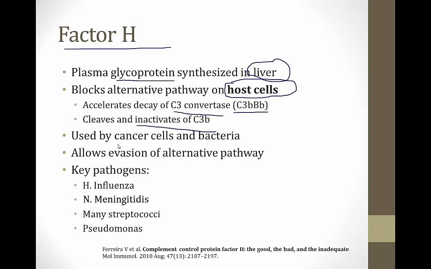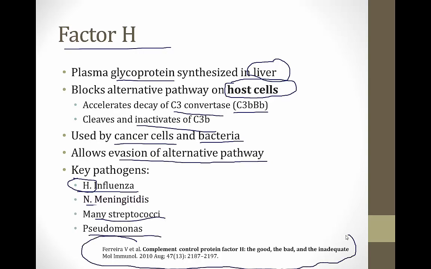What's interesting is there are some cancer cells and bacteria that have evolved mechanisms to pull factor H from the plasma and use it themselves to evade the alternative pathway. Some of the key pathogens that can do this include H. influenzae, and that's easy to remember because it starts with the letter H. Also Neisseria meningitidis, many streptococci, and Pseudomonas. And there's a nice review article down on the bottom of the screen here if you want to read more about all the mechanisms by which cancer cells and bacteria use factor H to evade the alternative pathway.